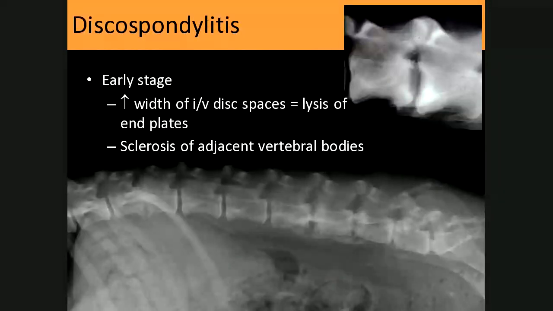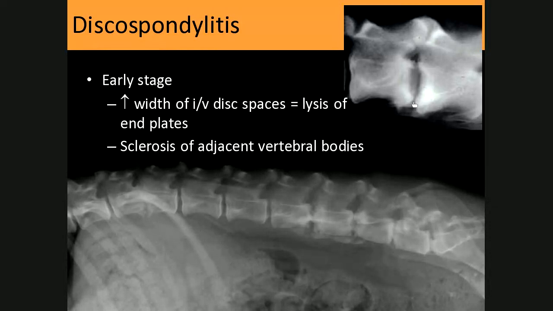The next stage, which is still considered early or subacute, one can see an increased width of the intervertebral disc space, and this is due to the lysis of the end plates. So it makes the disc space look artifactually wider. There's also sclerosis of the adjacent vertebral bodies. In this image up here, one can see the lysis at the end plates, and this makes this disc space appear wider. But if you look at what's left of the end plate down here, it's obvious that the disc space is still markedly narrowed.